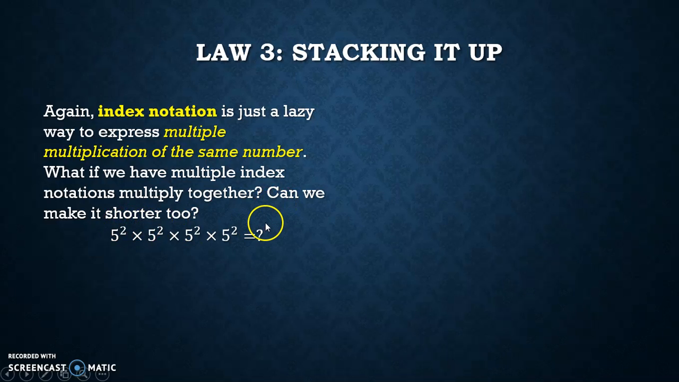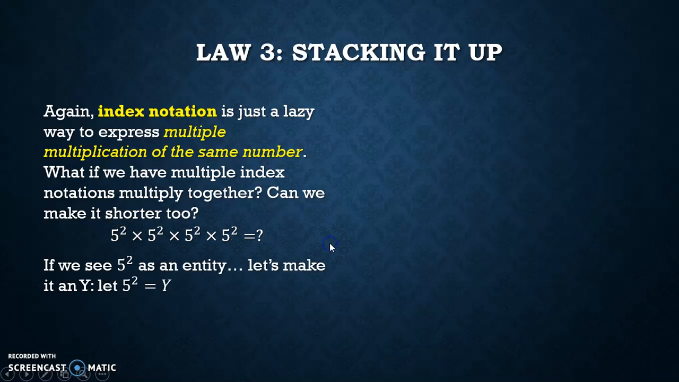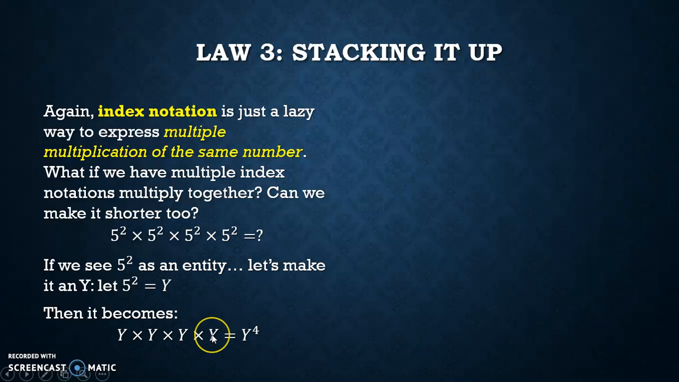Can we make it shorter too? When 5 to the power 2, so 5 squared, multiplied by 5 squared, multiplied by 5 squared, and multiplied by 5 squared, can we make this expression shorter? Well, if we see 5 squared as an entity, and let's make it a capital letter Y to represent 5 squared, then the entire expression will become 4 of the Y multiplied together. And according to the basic definition of index notation, that can be written as Y to the power 4.